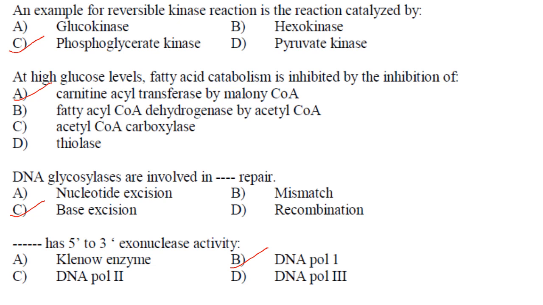Then next one, DNA glycosylases are involved in dash repair. So DNA glycosylases are involved in base excision repair. Answer is option C. Dash has 5' to 3' exonuclease activity. So it is DNA polymerase 1 that has 5' to 3' exonuclease activity. Klenow fragment possesses 5' to 3' polymerase and 3' to 5' exonuclease activity. But it doesn't have 5' to 3' exonuclease activity. It is possessed by DNA polymerase 1.